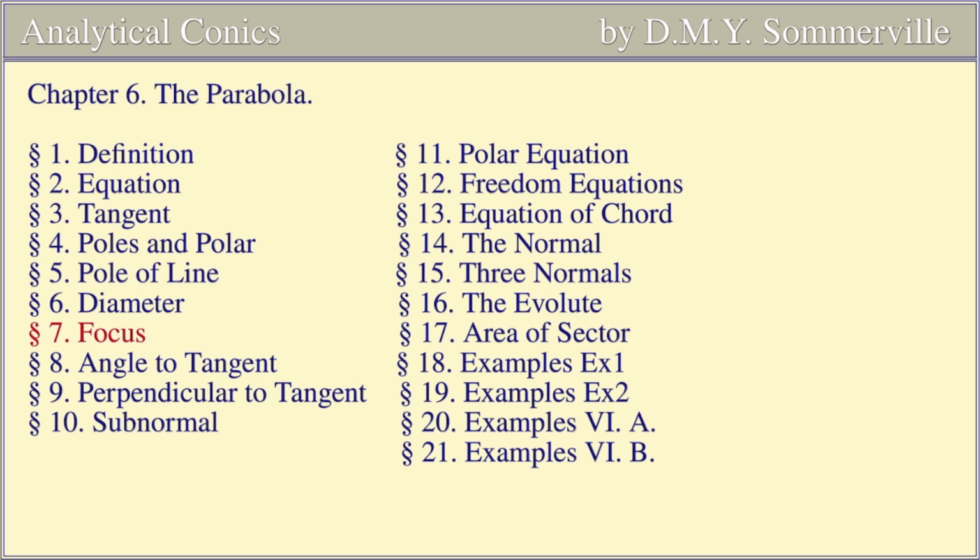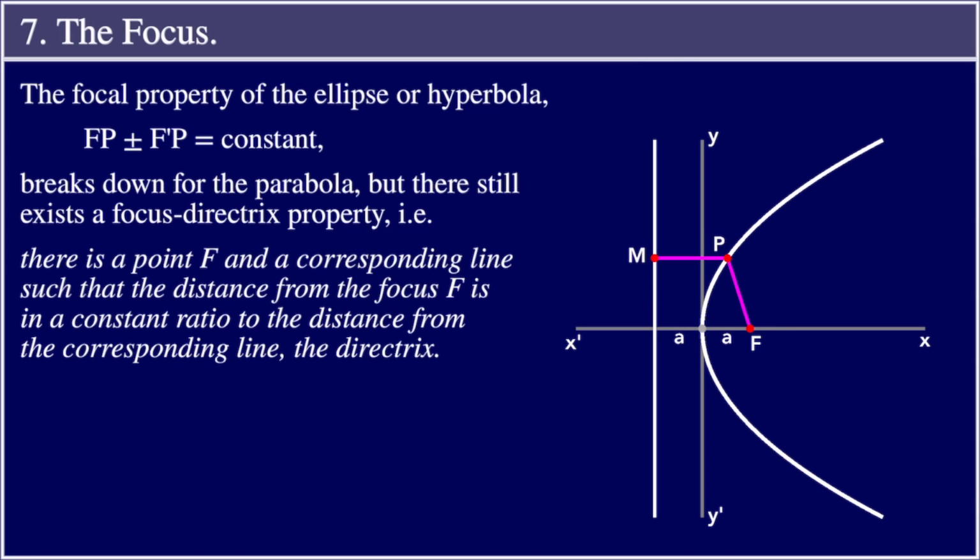Section 7. The Focus. The focal property of the ellipse or hyperbola, FP ± F'P = constant, breaks down for the parabola. But there still exists a focus-directrix property, i.e., there is a point F and a corresponding line such that the distance from the focus F is in constant ratio to the distance from the corresponding line, the directrix.